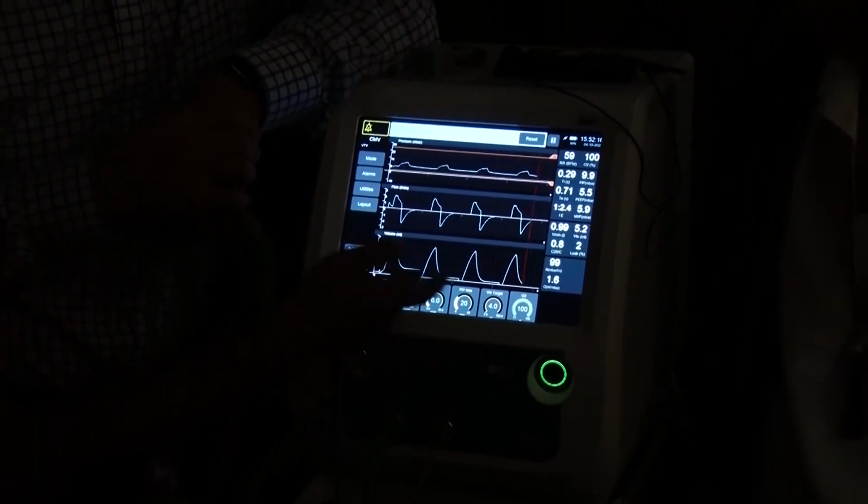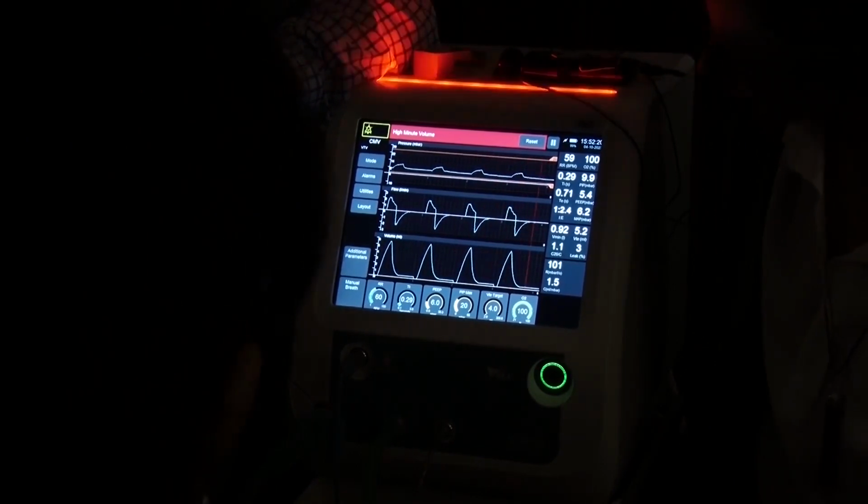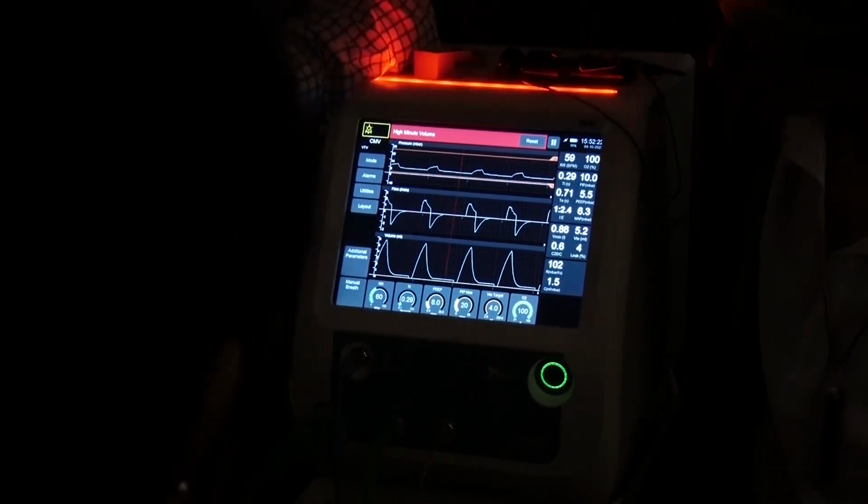Good. And what about the other numbers? Don't worry about that, just leave it. This one, we're on a compressor, so don't change it. These other ones. What else?